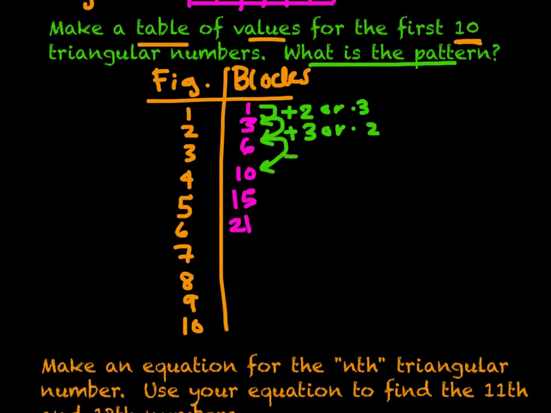6 to 10, I'm either adding 4 or I'd be multiplying 6 by 1.6 or 1.75 or something like that. 1.66 I'll say, something like that. So I'm not seeing any sort of multiplication pattern at all. But I am starting to see that I'm increasing by 2, then 3, then 4.